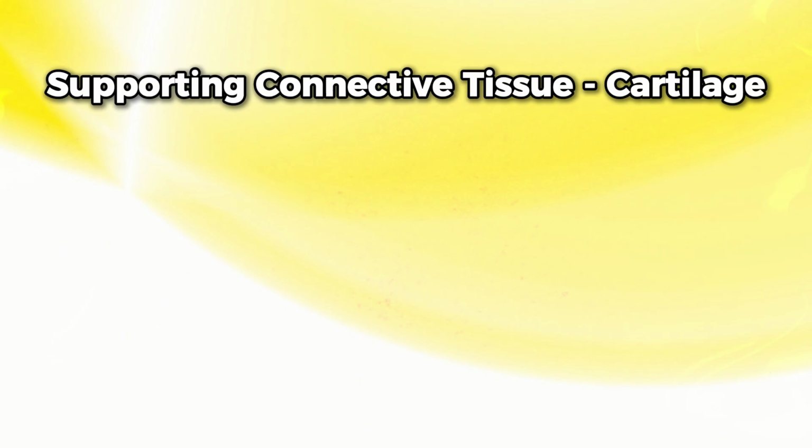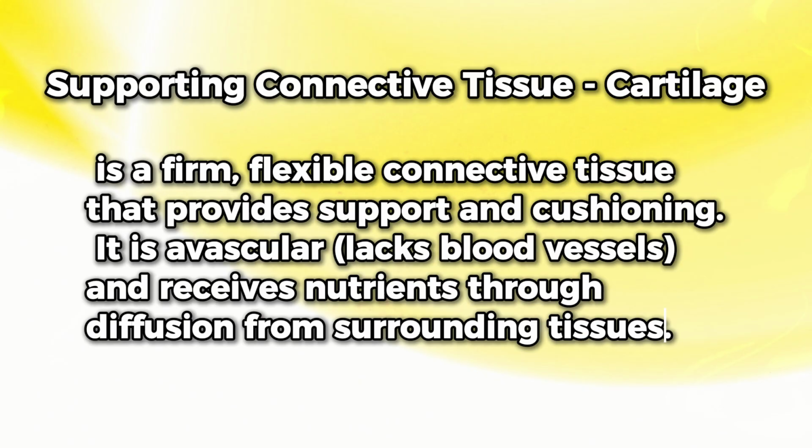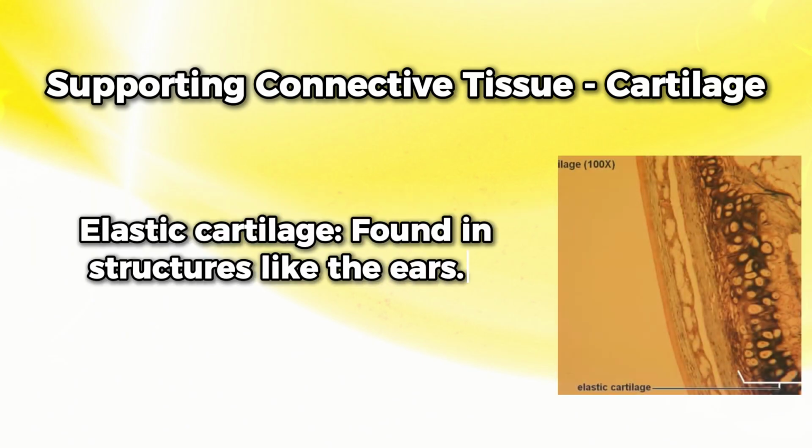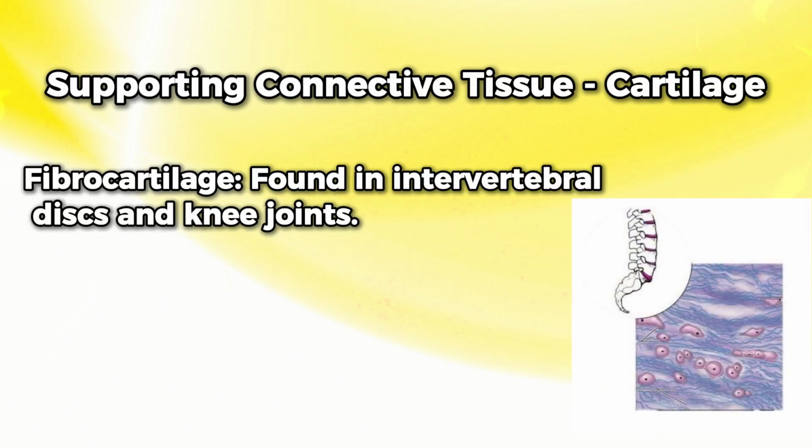Supporting connective tissue. Cartilage is a firm, flexible connective tissue that provides support and cushioning. It is avascular, lacking blood vessels, and receives nutrients through diffusion from surrounding tissues. Hyaline cartilage, found in joints, the nose, and ribs. Elastic cartilage, found in structures like the ears. Fibrocartilage, found in intervertebral discs and knee joints.